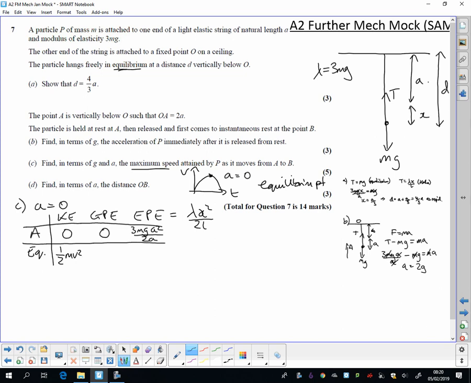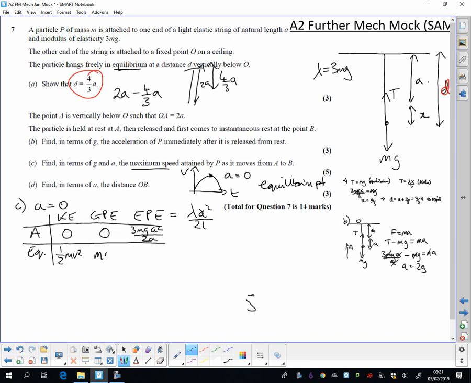Gravitational potential energy. If you remember from the first part, we showed that the distance d was 4/3 A. So in order to go from point A up to the equilibrium point, the distance is going to be 2/3 A, because we've got current length 2A, and it's going to the point where it's 4/3 A. Hopefully that makes sense. So that bit there is going to be 2/3 A.